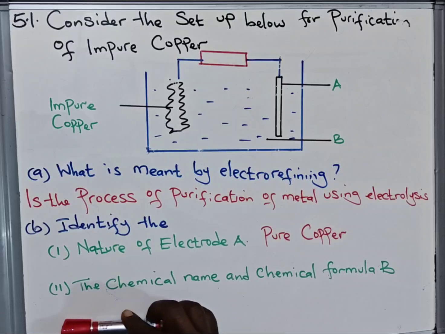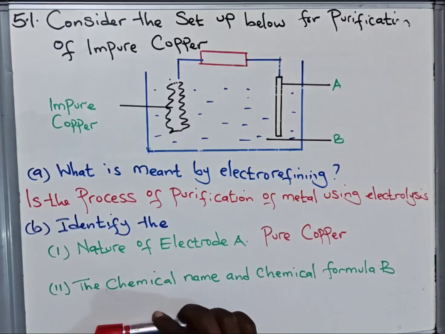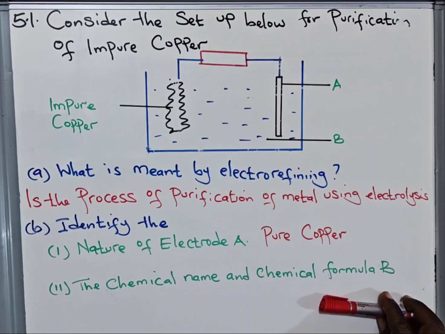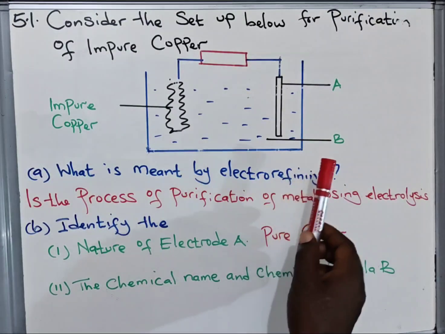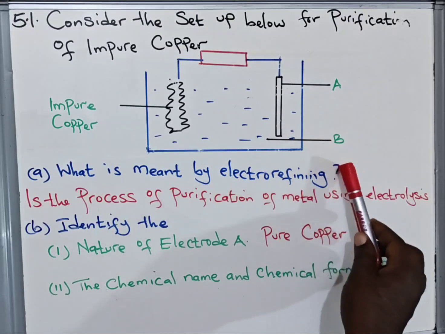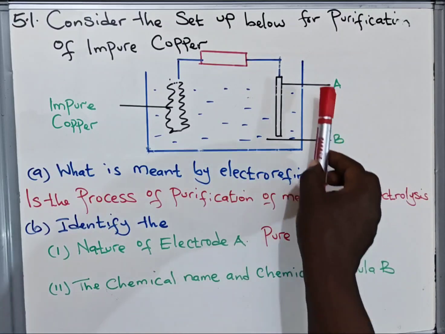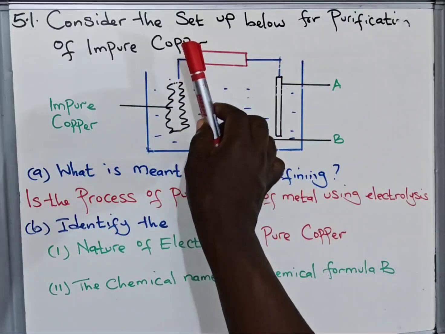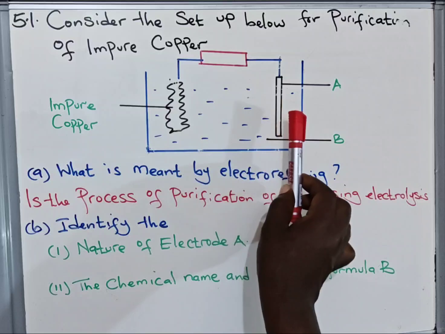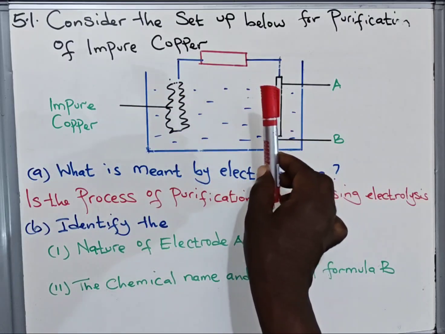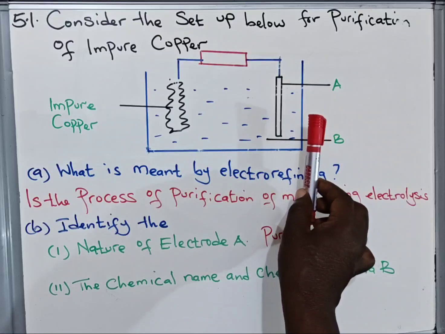Then we come to this one. It says, identify the chemical name and the chemical formula of B. First of all, to know the answer for the chemical name and the chemical formula of B, you need to know what you are purifying here. We are purifying copper. So whatever we have here as the electrolyte must be the soluble copper salt.